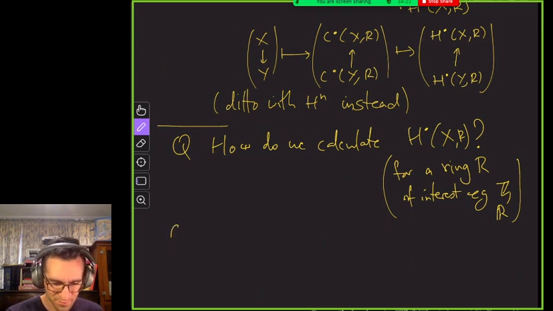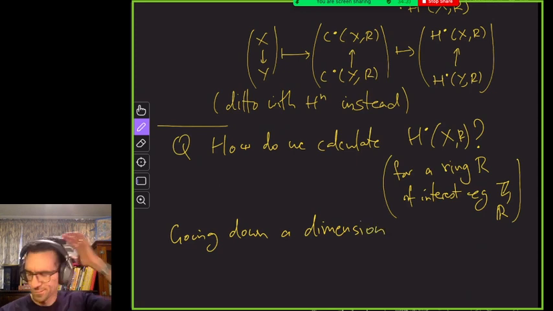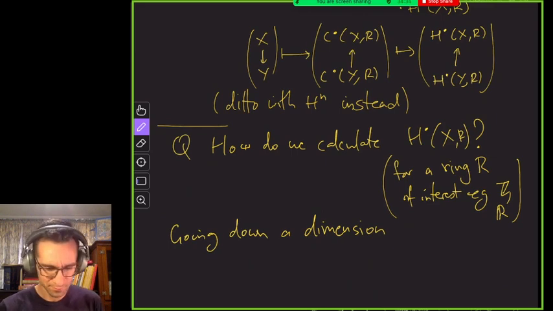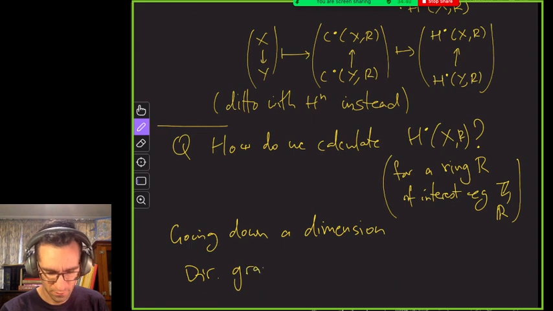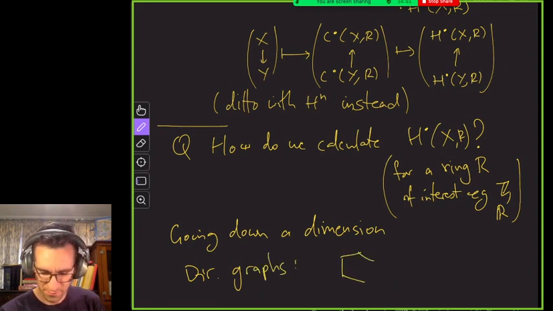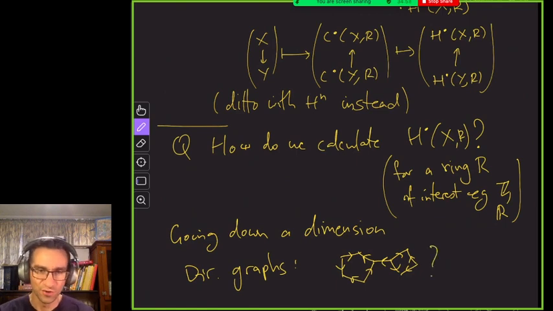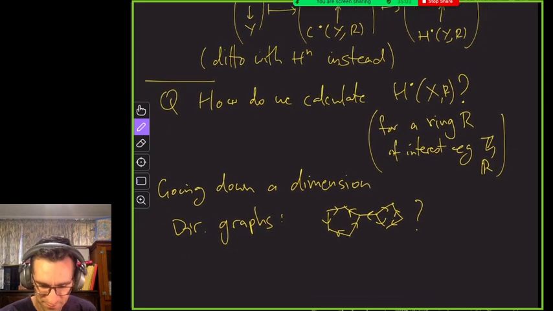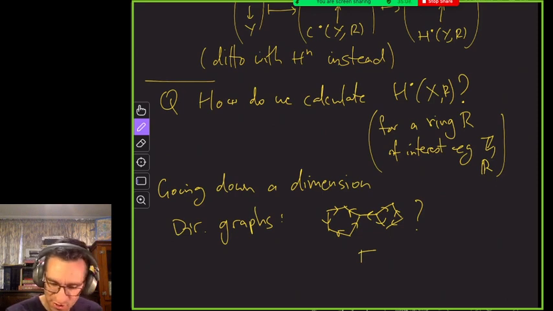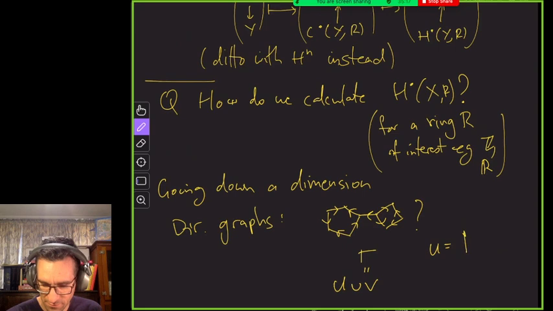I mean, going down a dimension, someone raised it in chat. What is the cohomology of something like this? It's something like two circles. Let's call this gamma. And we know it's made out of two circles. It's the union of two things where, say, U is a pentagon. Make sure I get all the edges the right way. And V is this square with a little stick hanging off it.